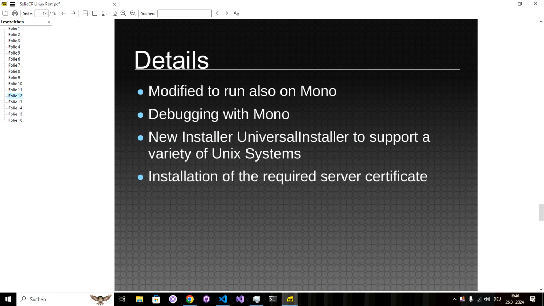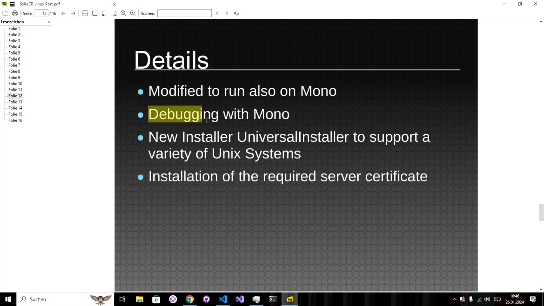In order to support the installer on Linux, we run the installer with Mono, because Mono supports Windows Forms, and .NET does not support Windows Forms on Linux, so it cannot run the installer. So we run the installer on Linux with Mono. If you want to install SolidCP Server with the installer, you have to first install Mono, and then you can run the installer, and then you can install SolidCP Server.